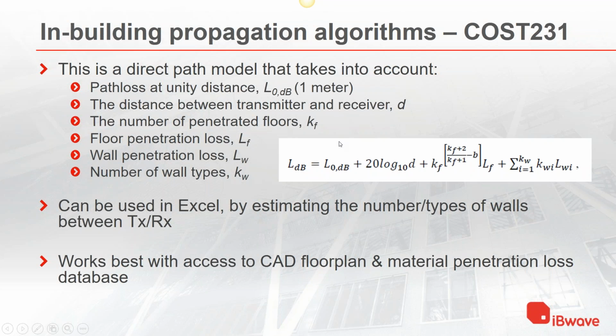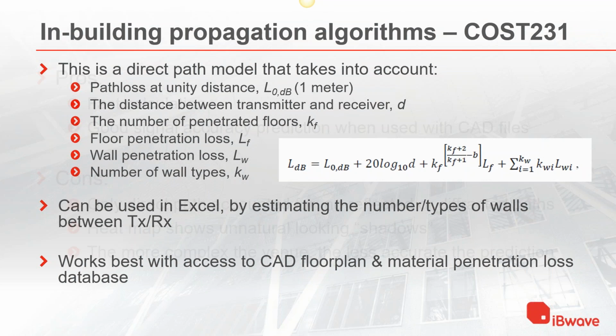So the beauty of this algorithm is that it can be used in Excel. When you do that, you would be estimating the number of the walls between transmit and receive, and also estimating the type of the walls between transmit and receive. So if you are doing the estimate, that is not very accurate, but it is very inexpensive way to do it because everybody has Excel spreadsheet. However, this particular algorithm works best with access to CAD floor plan and material penetration loss database.